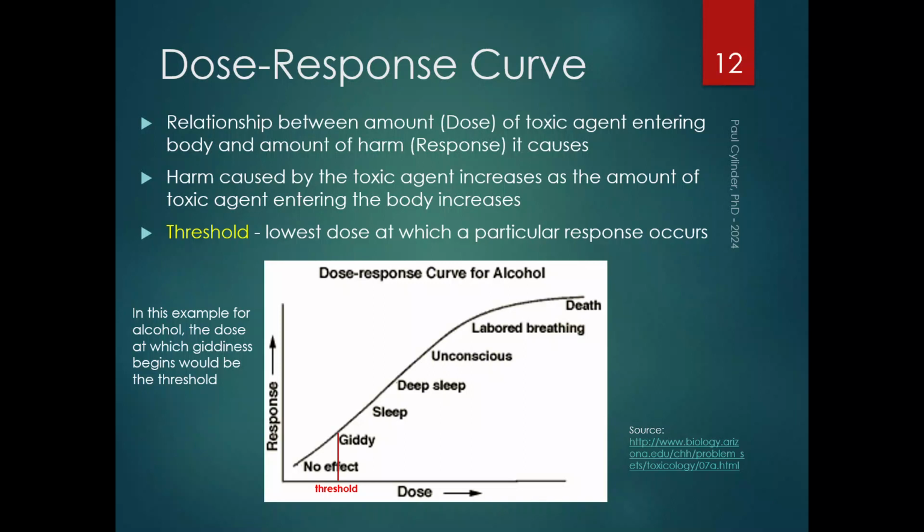The threshold, the red line, where that meets the dose line, is the threshold dose. The threshold is the dose at which you begin to see the first symptoms, the first response. And that would be giddiness in this example. Okay? So that's the threshold. That's when you see a concentration of the dose having its first effects, its first response. And it's the lowest dose where there's a response.